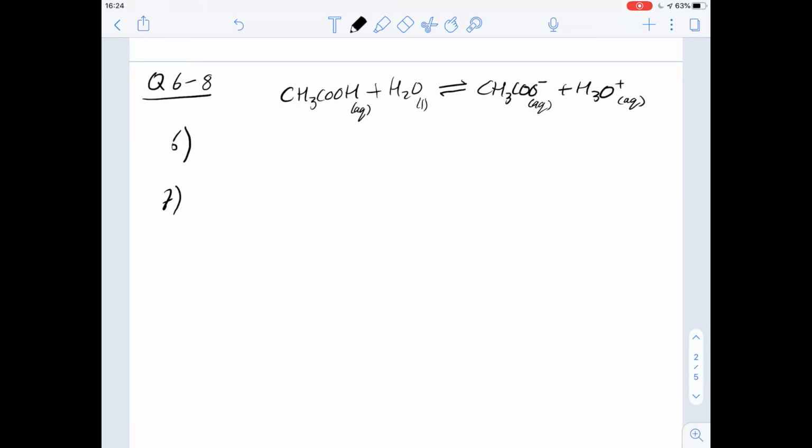So question 6 says, based on the pKa values given below, which of the following species is the strongest base? So as a rule of thumb for this, we've got our undissociated version here and a dissociated version here. The more acidic this is, then the less basic the dissociated version will be. Because acids and bases are essentially the opposite of each other, the way I think of it is, if this is more acidic, then this will be less basic. So if this is less acidic, then this will be more basic.